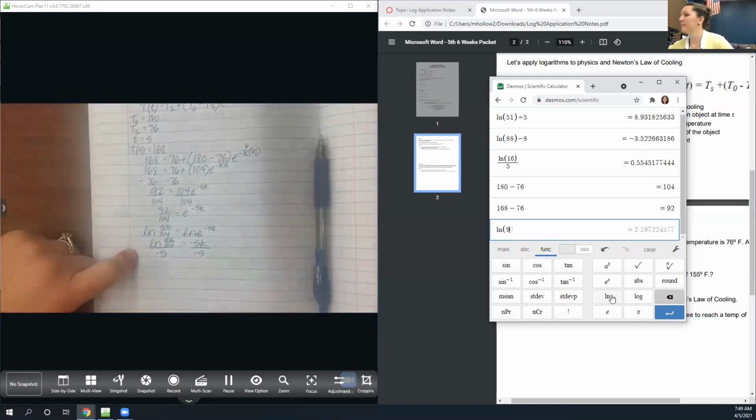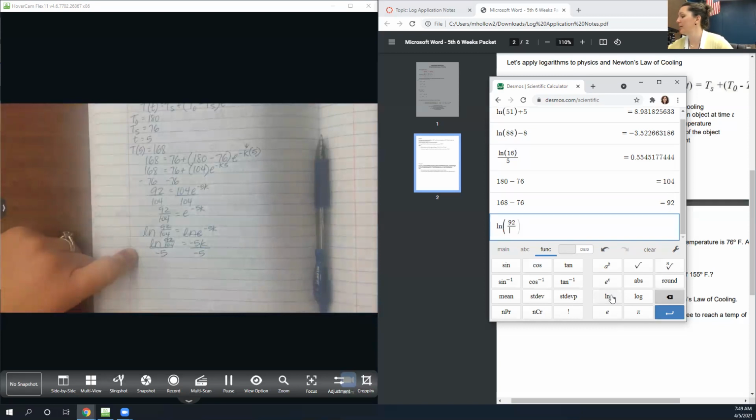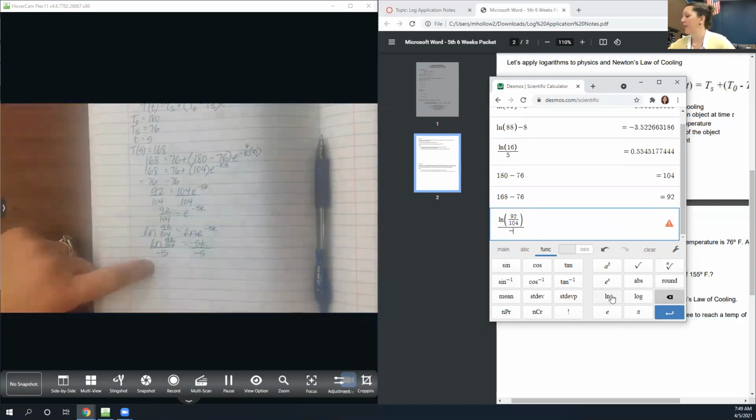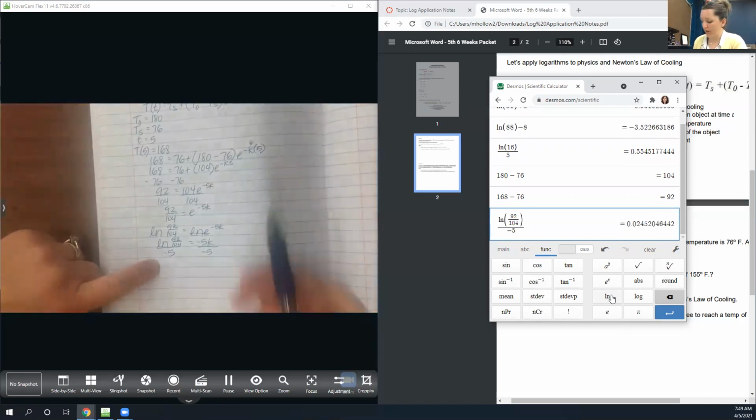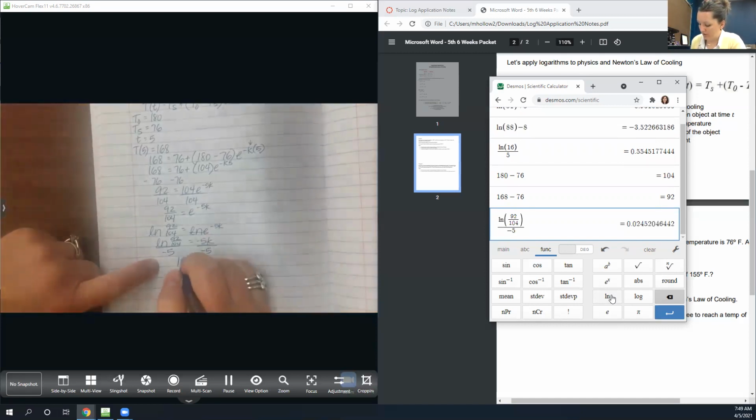ln of 92 divided by 104. So that is in parentheses. Now I want to close my parentheses and then divide it by that negative 5. Let's see what we get. 0.0245. That looks pretty good. So our cooling constant here is 0.0245.